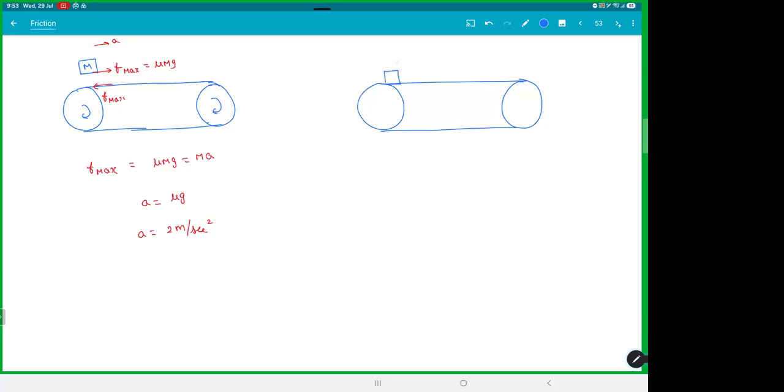We do that. If you look at this block here, it has an initial speed u0, and now it has an acceleration a equal to 2. By the time it reaches this corner, it will gain some speed v, and this length is L. Since a is constant, I'll use the kinematics equation: v squared minus u squared is equal to 2as. So I get v equal to root over 4L. This is the speed.